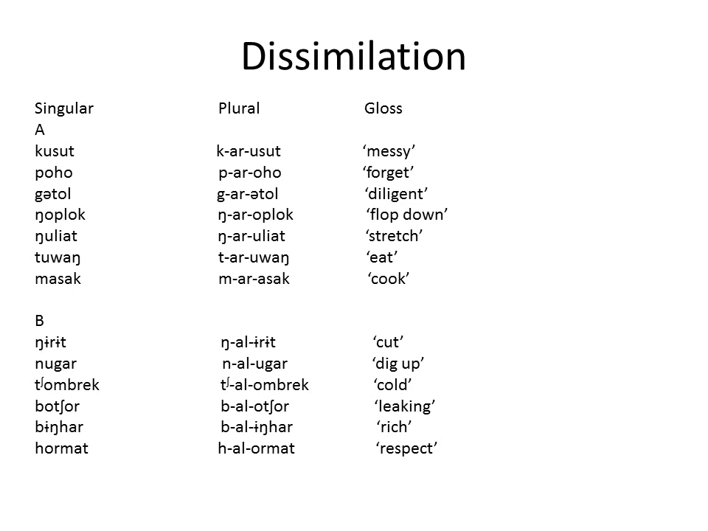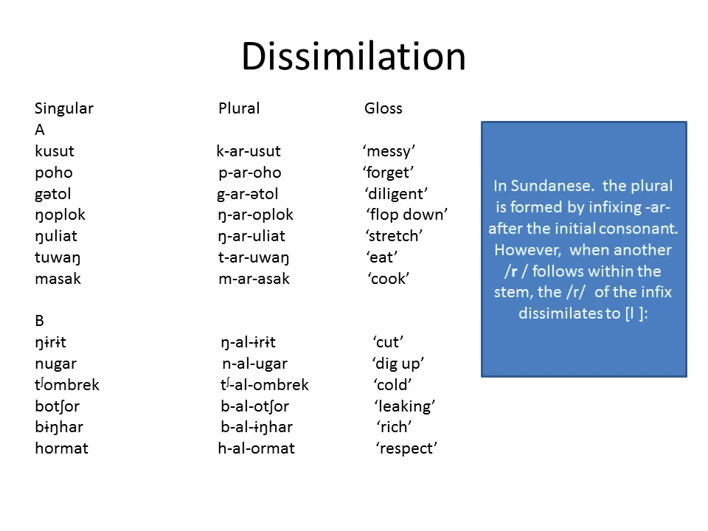However, in the data in B, when it is followed by the non-lateral liquid, the last consonant of the infix changes its feature from minus lateral to plus lateral. That is to say, from R to L. In Sundanese, based on this description, we will give the informal rule. The plural is formed by infixing R after consonant.